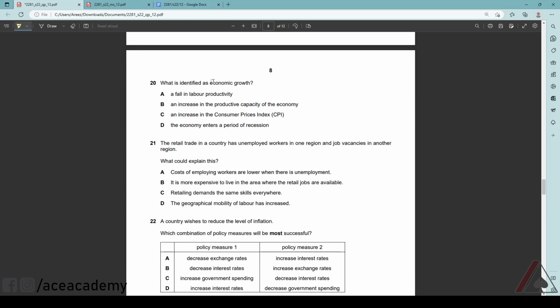What is identified as economic growth? A fall in labor productivity. That's not economic growth. Economic growth is an increase in the productive capacity of the economy. That's the basic definition of what economic growth is. So the answer for number 20 is B.